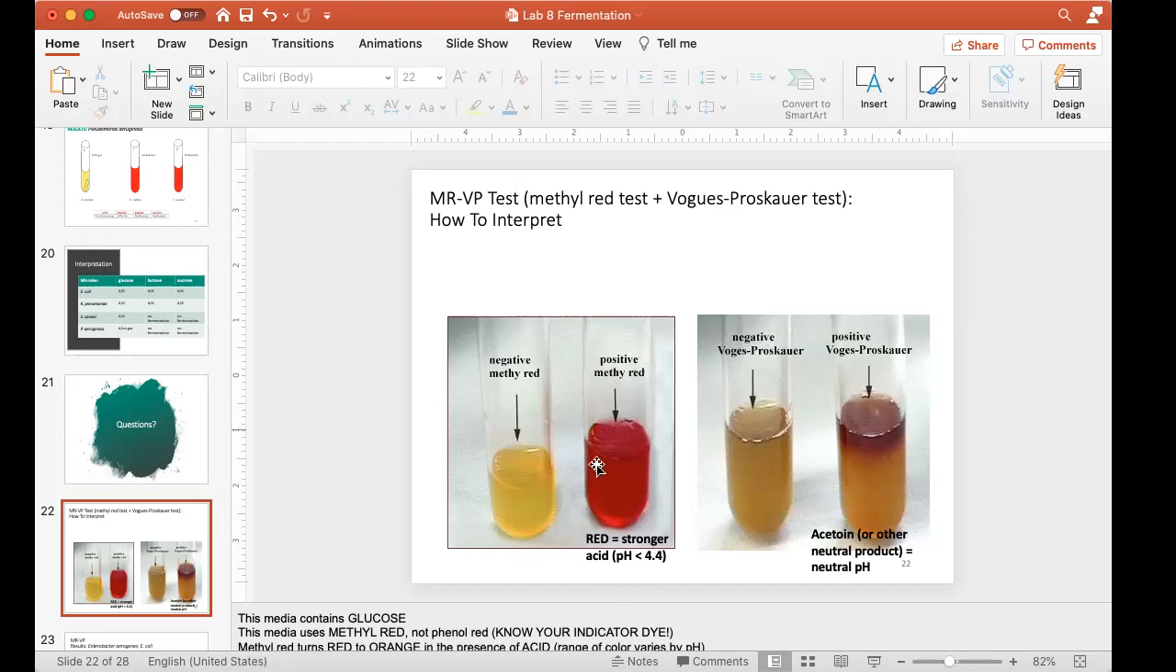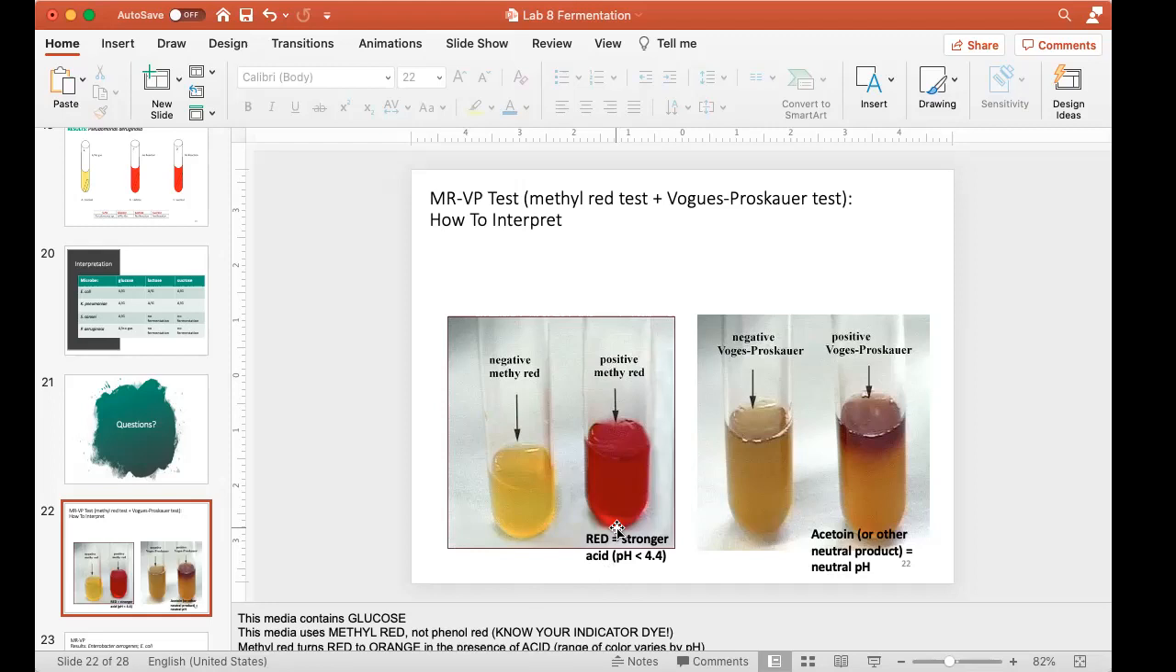So this test especially, you have to have control tubes to use as a comparison, because you've got to be able to tell if the color is different from the starting color. And if it is different, is it cherry red? Is it red orange? Or is it orange yellow? All this test is going to tell us is the pH of the acid product, essentially.